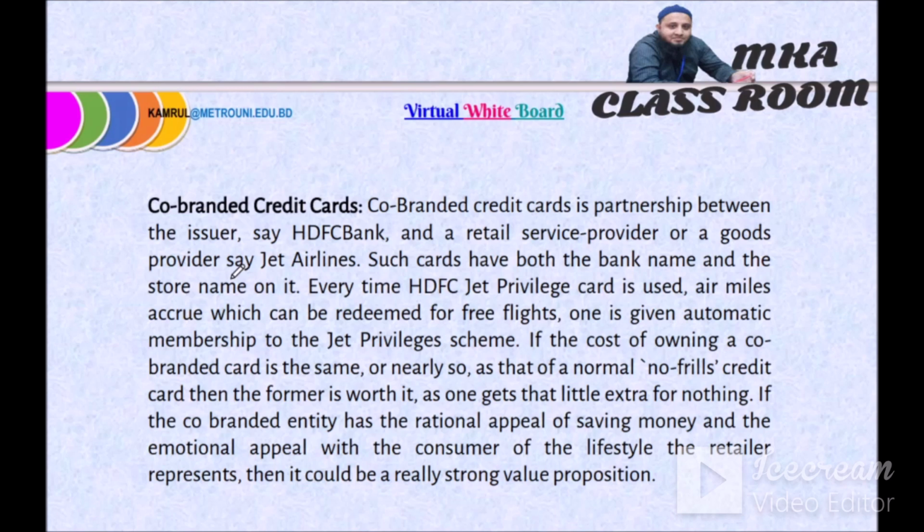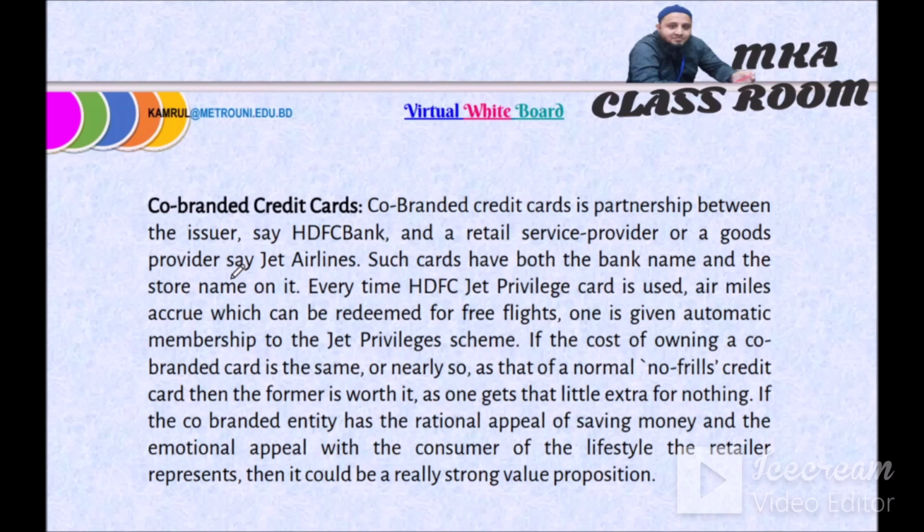Annual fee. Every credit card has an annual fee. Sometimes it may be waived based on your transactions, or sometimes you have to pay the annual fees or annual charges.